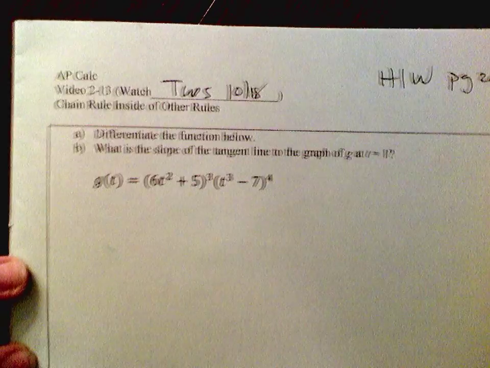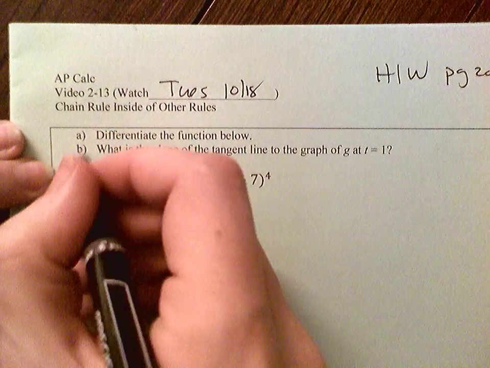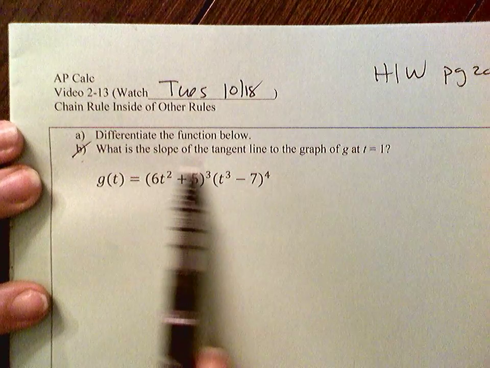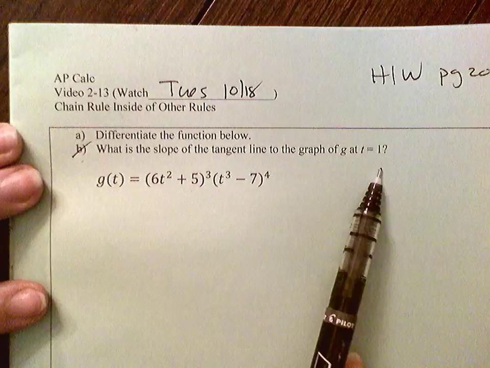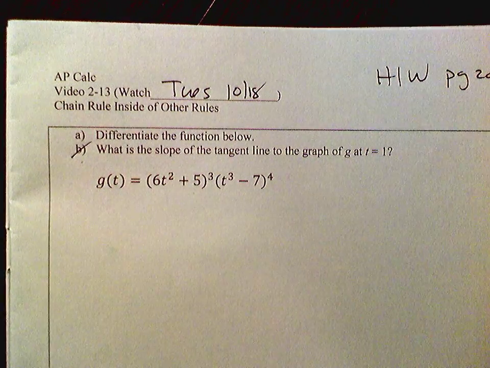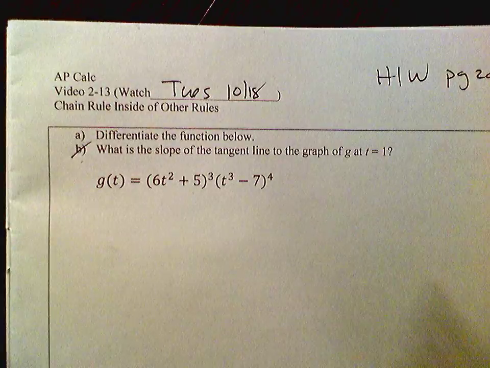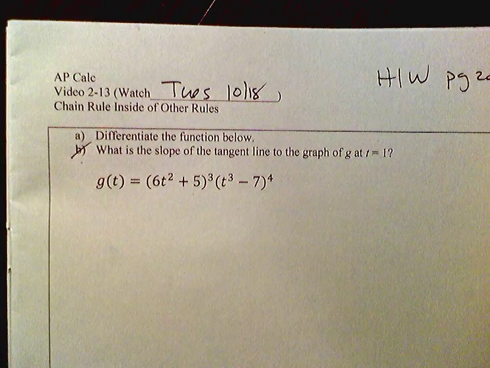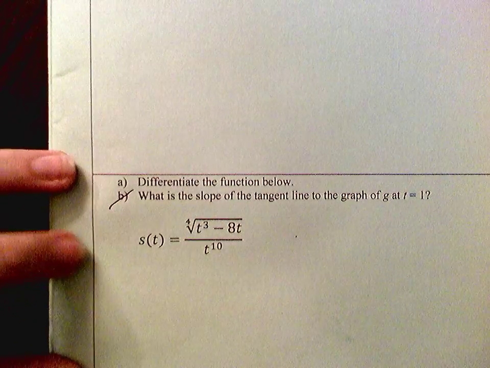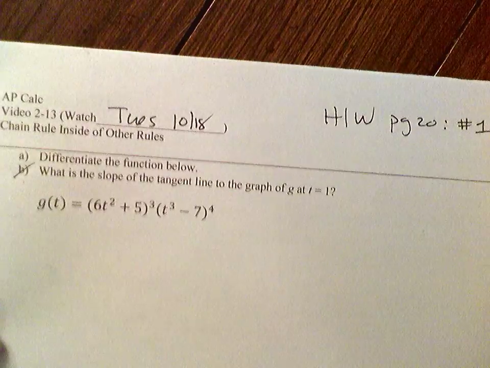Now when I initially designed this lesson, I added for us to find the slope of the tangent line to the graph at a certain value. Well, what's another name for the slope of the tangent line? The derivative. So I wanted you to plug in a value after finding the derivative, but I think we're just not going to do that. Okay, so I crossed both part B's out.